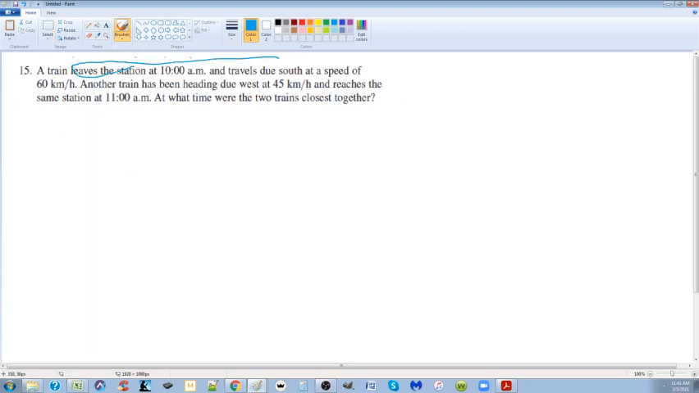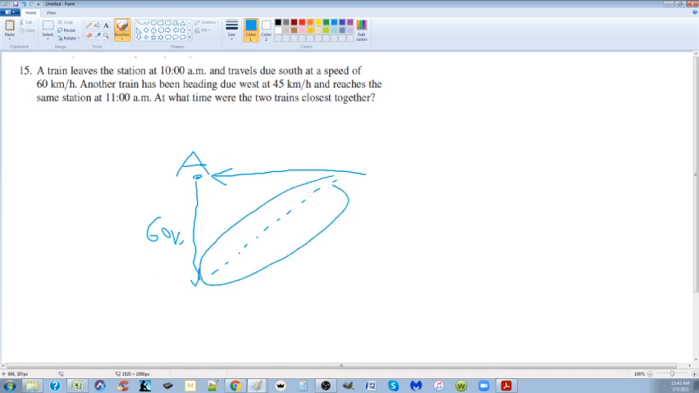So he leaves station A, so let's call it station A, and he travels due south. Okay, so that's his speed, and he's doing 60 kilometers an hour. But another one is heading due west at 45, and he reaches the same station, station A, at 11. The secret to this one is that we're trying to figure out when they are closest together. So we're trying to come up with the min. We're trying to come up with a parabola that has a min.